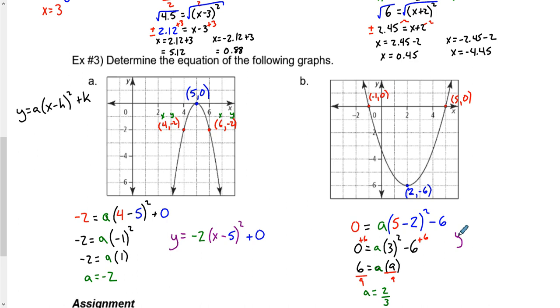Oh, wow, that one wasn't really the greatest. So y would then be 2/3 x subtract, in this case, 2 subtract 6. And that will be our equation of this graph. That will allow you to go and have some fun now.